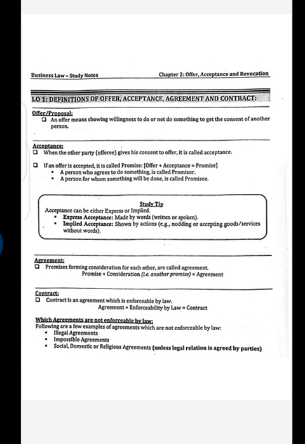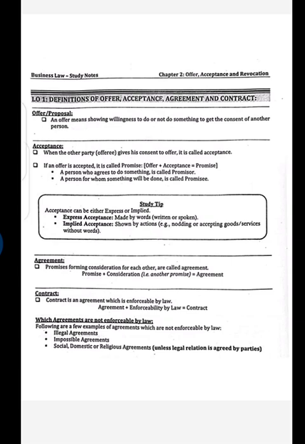So an agreement is promises forming consideration for each other. Promise plus consideration equals agreement. A contract is an agreement which is enforceable by law. Agreement plus enforceable by law equals contract. So which agreements are not enforceable by law?